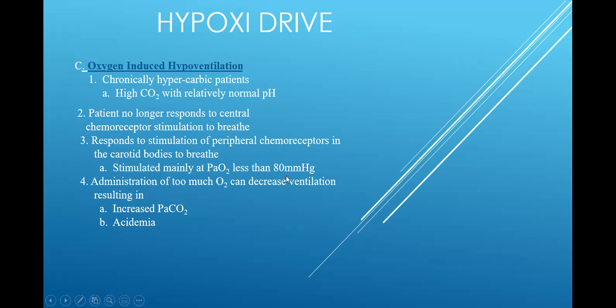Administration of too much O2 can decrease a person's ventilation, resulting in an increased CO2. Because if you don't breathe, if you don't ventilate, you're going to start to build up more what? CO2, and they're going to get such a high acidosis that they're going to pass out and possibly die.